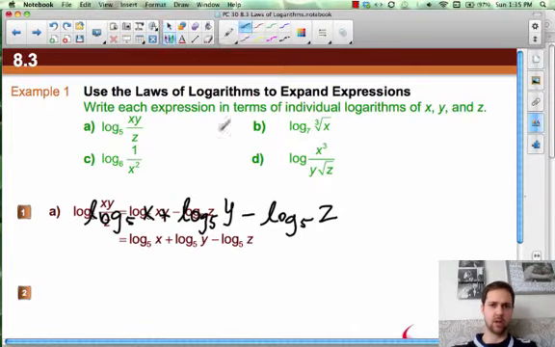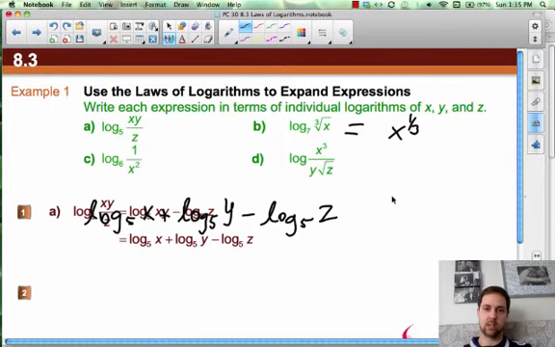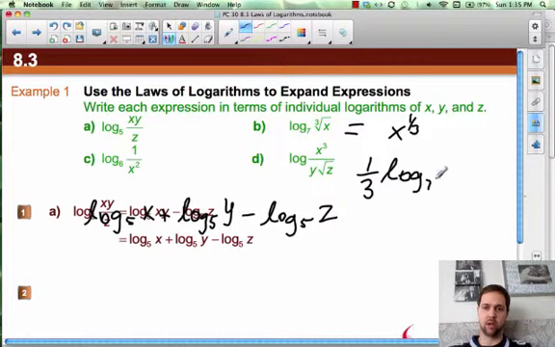Alright, let's move on to the next one. Log base 7 of the cubed root of x. First I'm going to rewrite the cubed root of x as x to the 1/3. Now you see this becomes a power problem. We can rewrite this log base 7 of m to the p, as we did on the last page. So the exponent, as we know, goes out front. That can be written as 1/3 log base 7 of x.